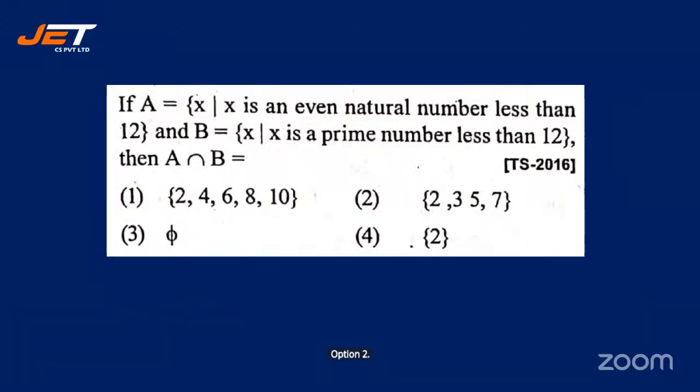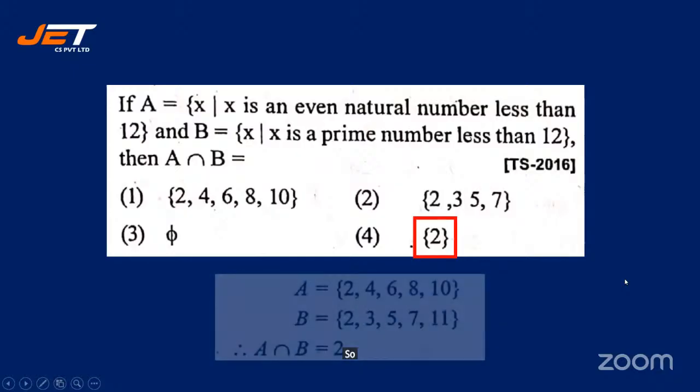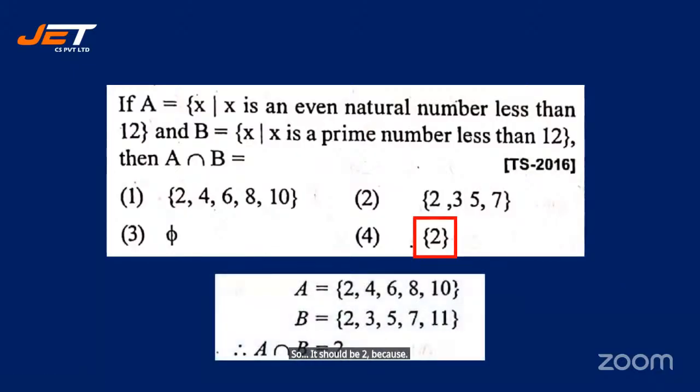Right. Next. If A is equal to X such that X is an even natural number less than 12, and B is equal to X such that X is a prime number less than 12, then what is A intersection B? So it should be 2, because A is an even natural number, means 2, 4, 6, 8, 10, less than 12. B is a prime number less than 12, means 2, 3, 5, 7, 11. So A intersection B is 2.